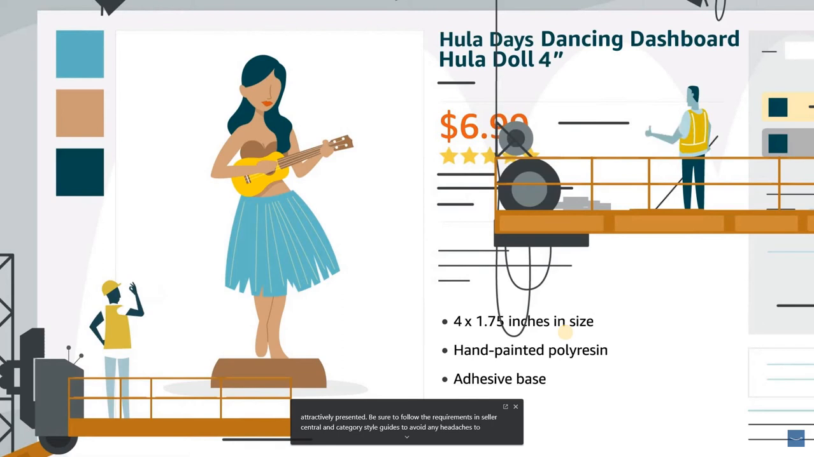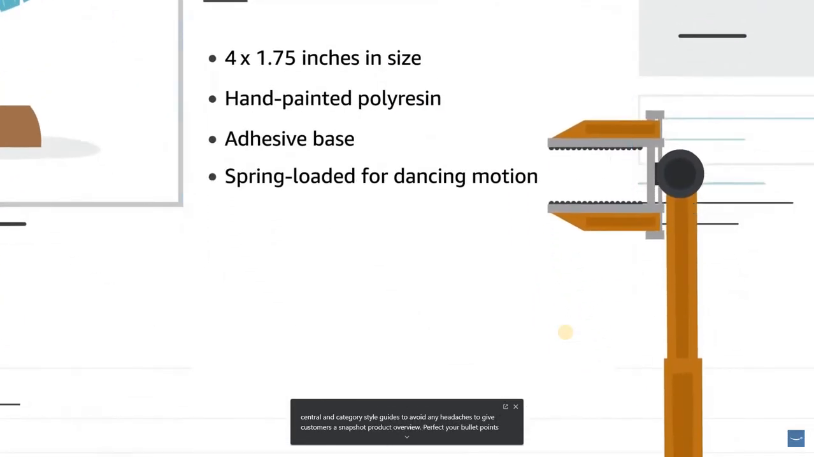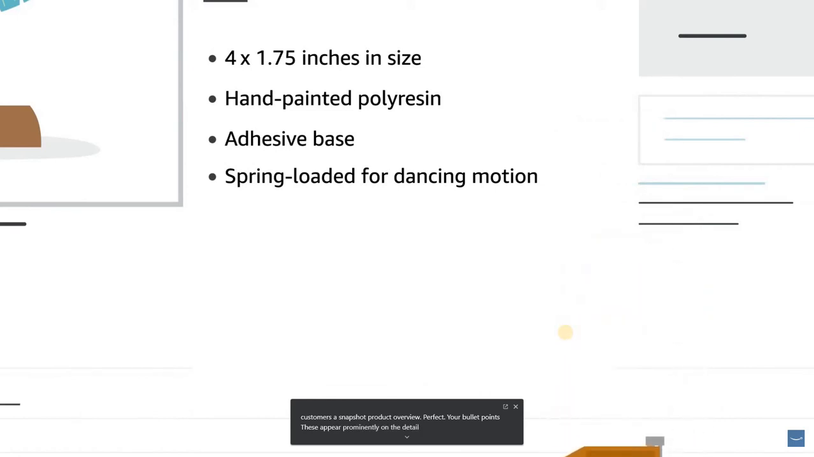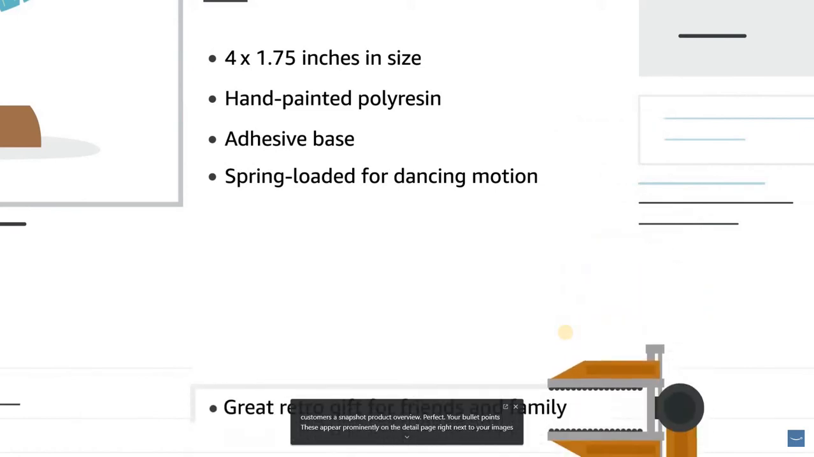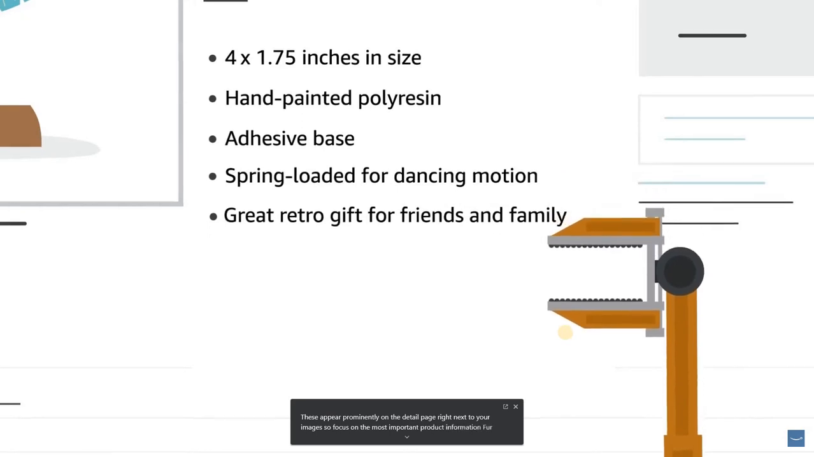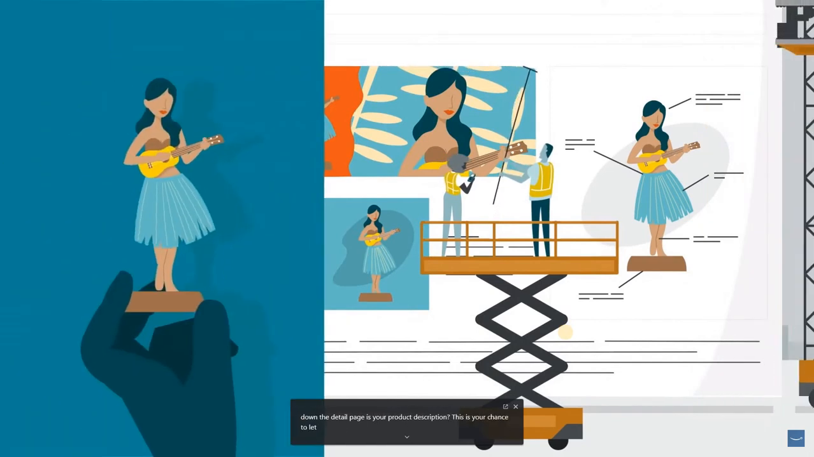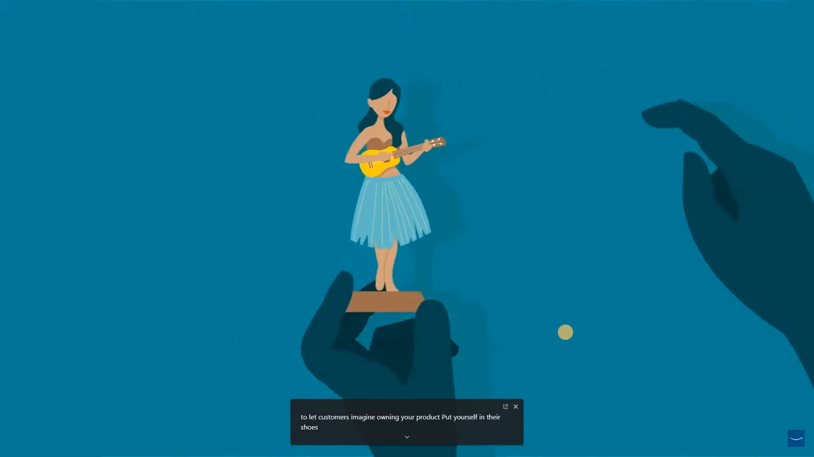To give customers a snapshot product overview, perfect your bullet points. These appear prominently on the detail page, right next to your images. So focus on the most important product information. Further down the detail page is your product description. This is your chance to let customers imagine owning your product. Put yourself in their shoes. What would you want to know?